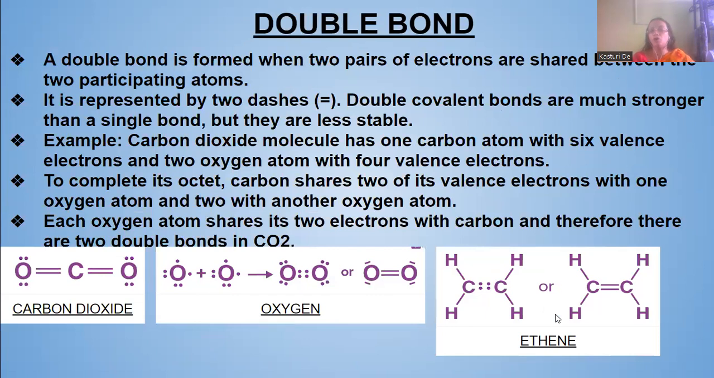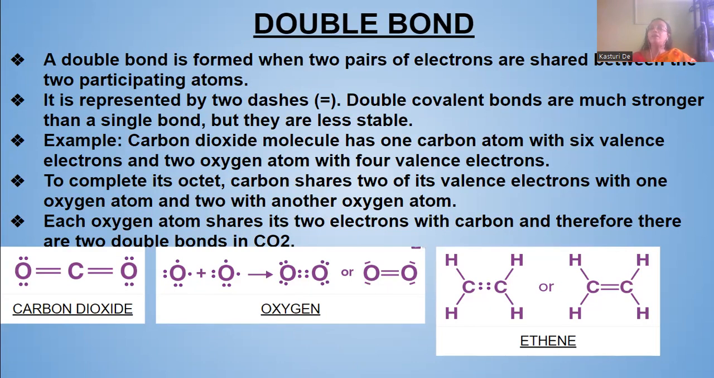We come to the double bond. Now, a double bond is formed when 2 pairs of electrons are shared between the 2 participating atoms. Like in a single bond, 1 pair was shared; here, 2 pairs of electrons are shared. Now, 2 dashes will be there between the atoms. It is much stronger than the single covalent bond, and it is less stable. The bond is stronger, but the compound is less stable.